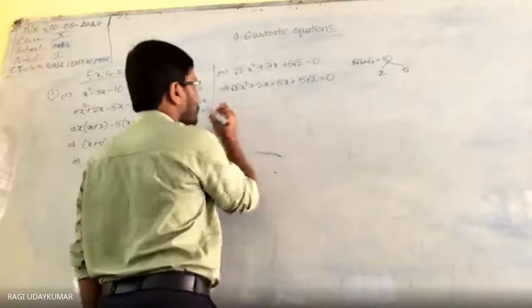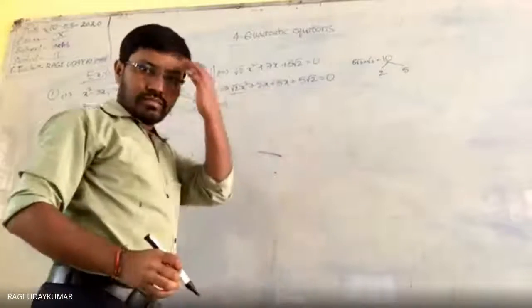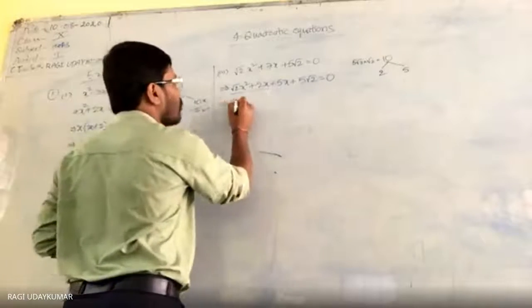So this implies, from these two you can take any number common. So take root 2 x common.